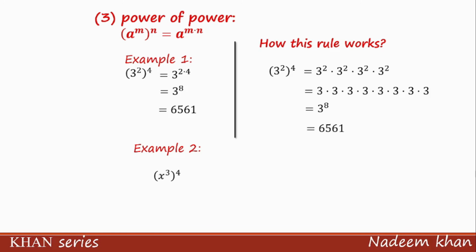Example 2. X to the power 3 whole power 4. We keep the base x, multiply the exponent 3 times 4, which is x to the power 12.